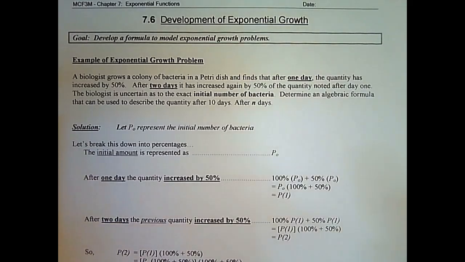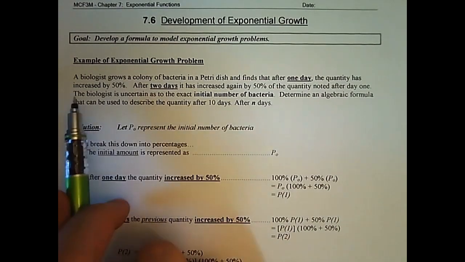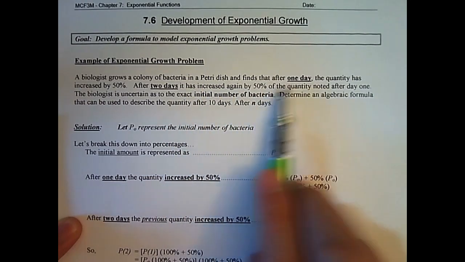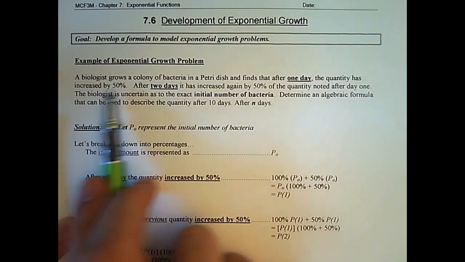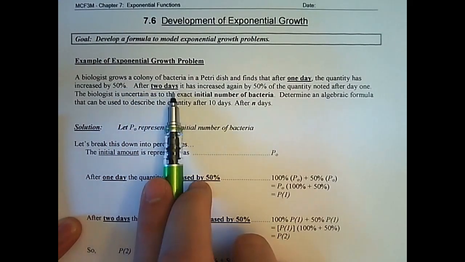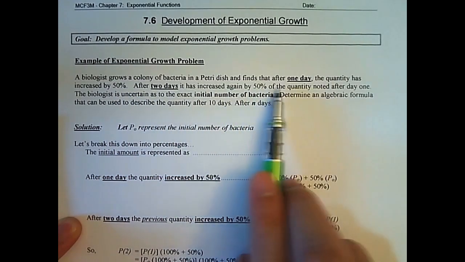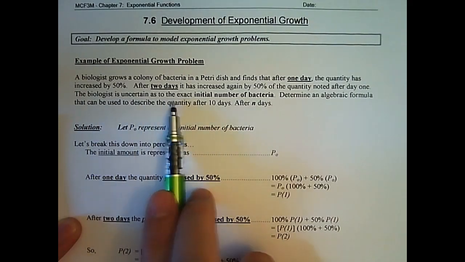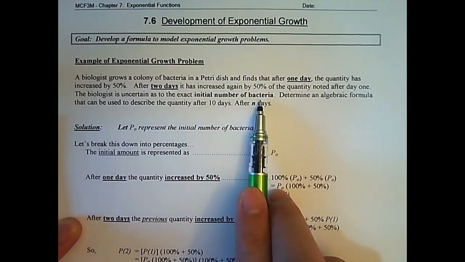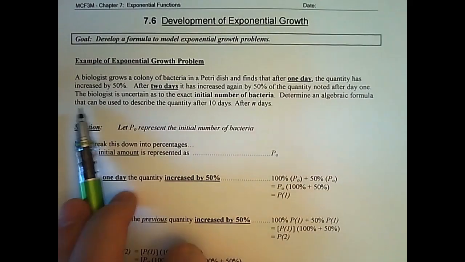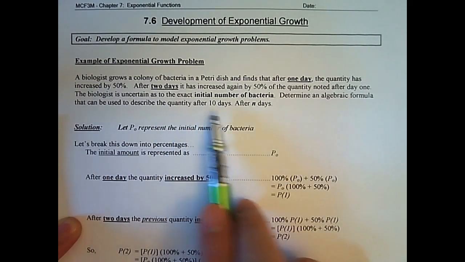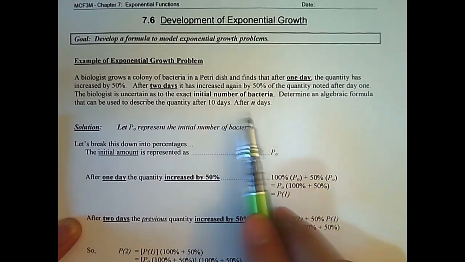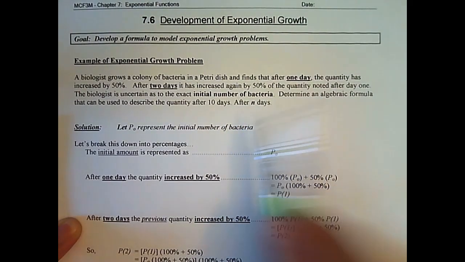So an example of an exponential growth problem is here. A biologist grows a colony of bacteria in a petri dish and finds that after 1 day the quantity has increased by 50%. After 2 days, it is increased again by 50% of the quantity noted after day 1. The biologist is uncertain as to the exact initial number of bacteria. Determine an algebraic formula that can be used to describe the quantity after 10 days and then after n days, meaning we can apply any number of days and figure out the population.